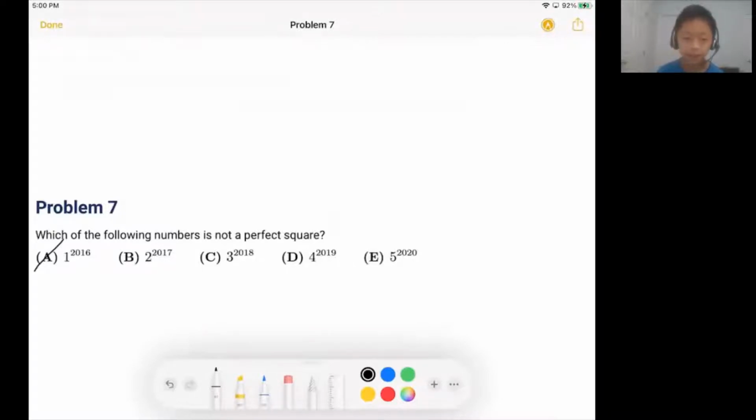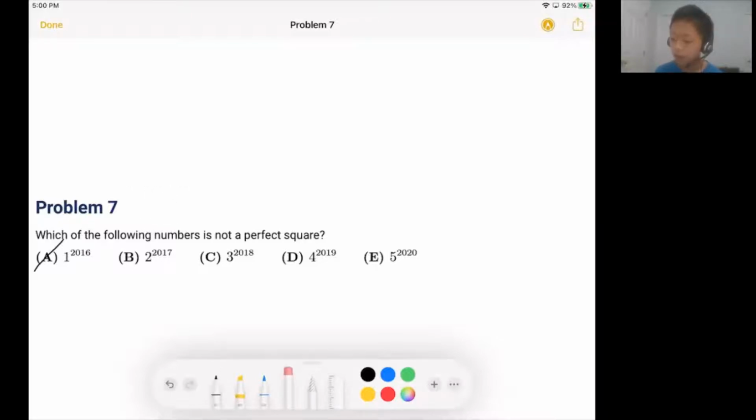Now let's look at 2 to the power of 2017. We see that 2 to the 2017, there's nothing special about it that lets us see whether or not it's a perfect square. So let's skip B for now, we're not really sure. So let's look at C now. 3 to the power of 2018.